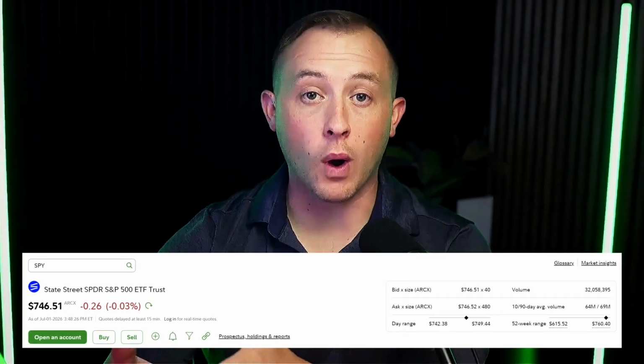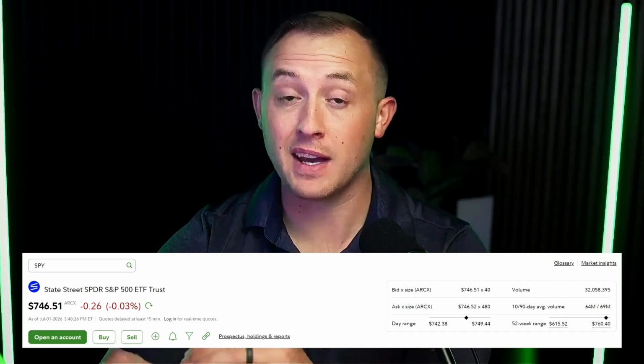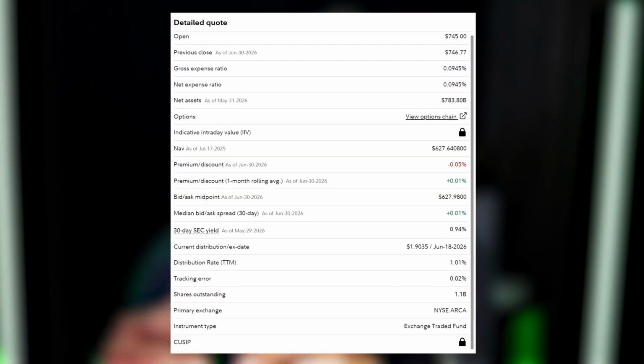Next is SPY from State Street. SPY was actually the first S&P 500 ETF ever created. It tracks the same index as VOO. The holdings are nearly identical. The biggest difference is cost.